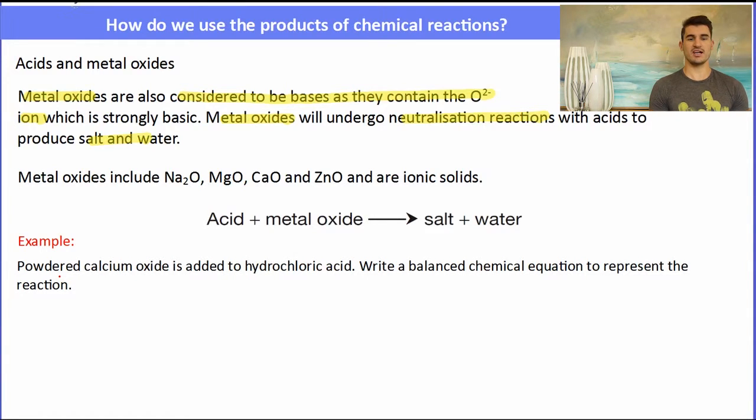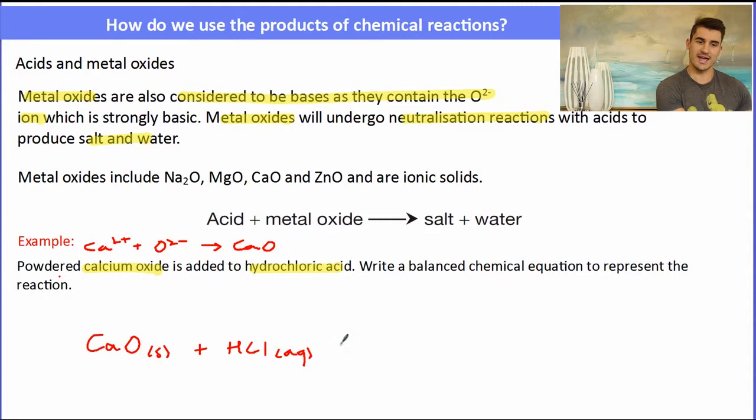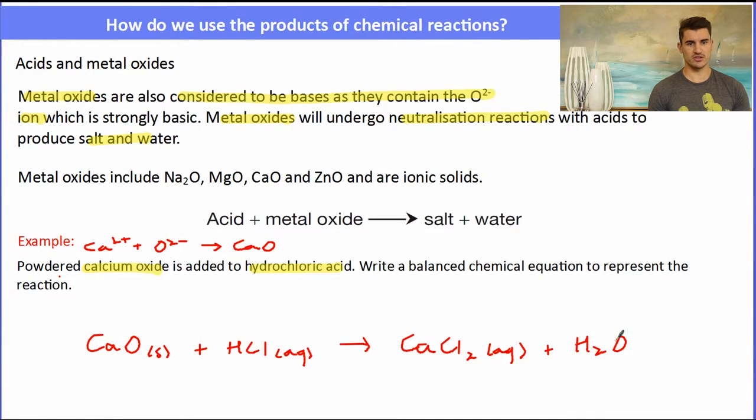So powdered calcium oxide is added to hydrochloric acid. We need to write the balanced equation. Got to get the formula right. Calcium is 2 plus, oxygen is 2 minus, so the formula is CaO. It's a solid. We add it to our hydrochloric acid, which will be an aqueous solution, and we're going to form our salt. Here our salt will be calcium chloride. Now we've got to get the formula right. CaCl2 aqueous plus H2O. Is this one balanced? No, it's not balanced. Look at the chlorines. I need 2 chlorines on the left to balance for the 2 chlorines on the right. So I stick my 2 in front of the HCl and that one is balanced.